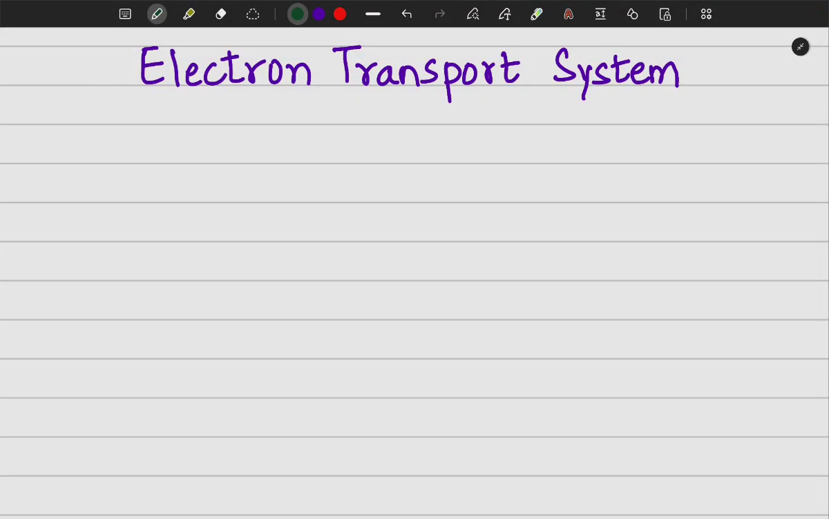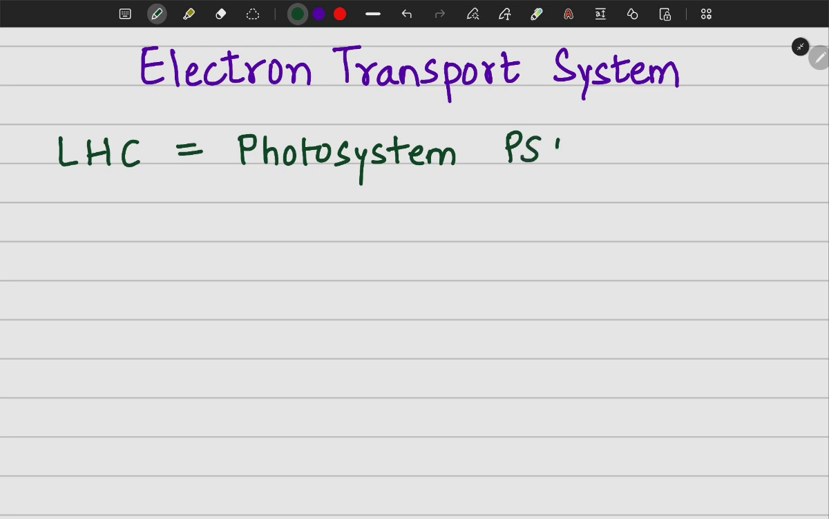In this session, we are going to learn about the electron transport system that occurs during the light reaction of photosynthesis. As we studied in the previous lecture about the light harvesting complex, or the LHCs, which are also called photosystems, we studied photosystem 1 and photosystem 2.